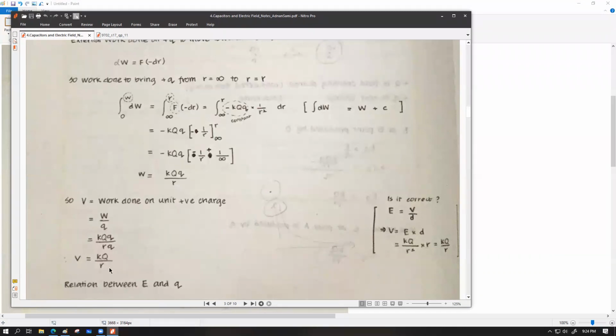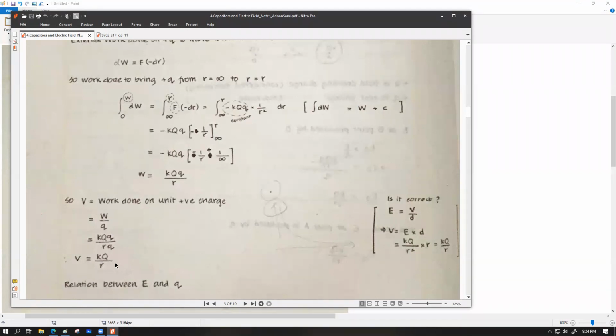One thing you need to understand is that potential is a scalar quantity. Work done by charge. Work is a scalar quantity, charge is also a scalar quantity, so potential is also a scalar quantity. But electric field strength is a vector quantity, because field strength is given by force per charge. Force is a vector quantity, charge is a scalar quantity. If you do the division, you still have the direction part left. Hence, field strength is a vector quantity.